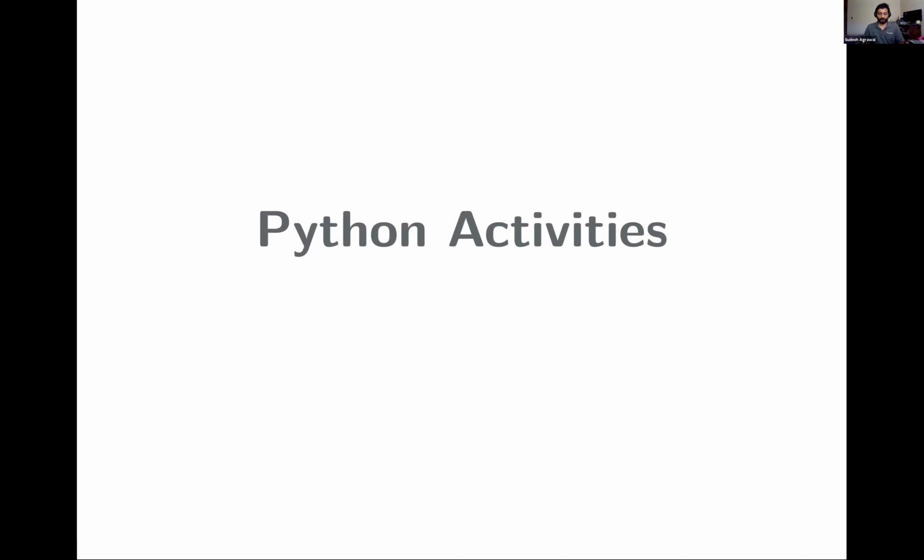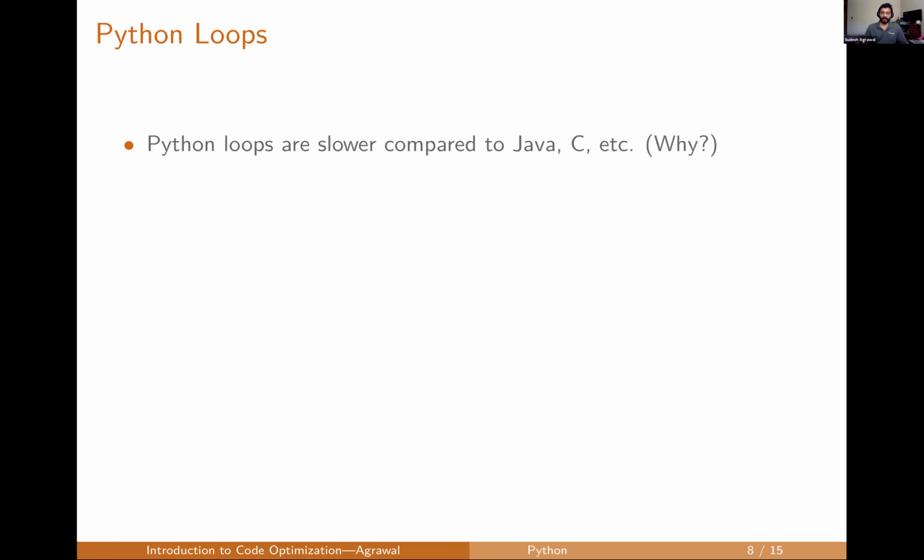Next, we have some Python activities planned, but before that, does someone know why Python loops are slower compared to similar loops in Java or C? So Python, compared to Java and C or C++, is an interpreted language, while Java and C are compiled languages.